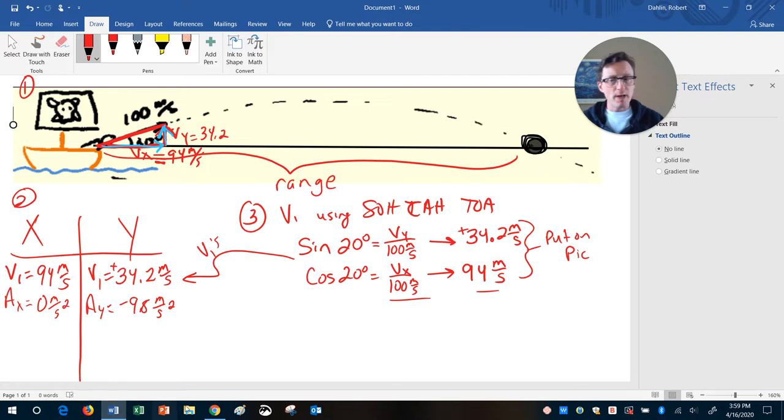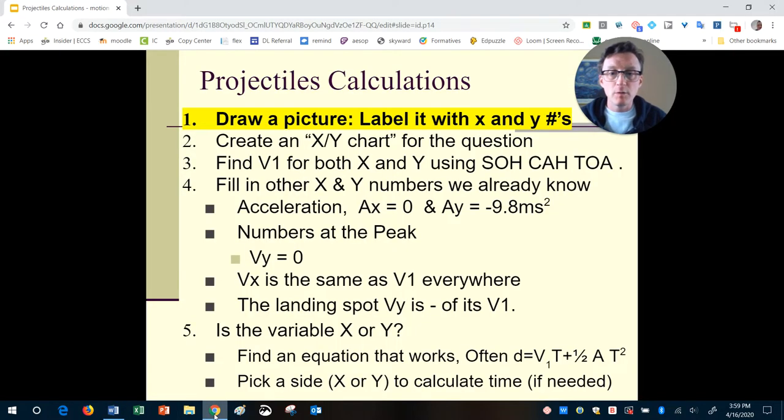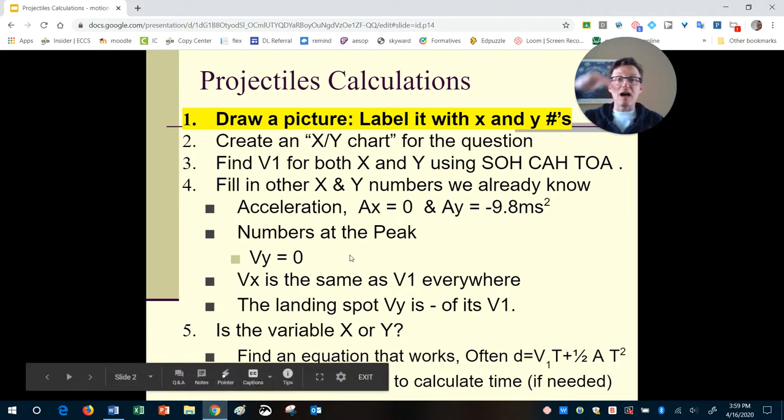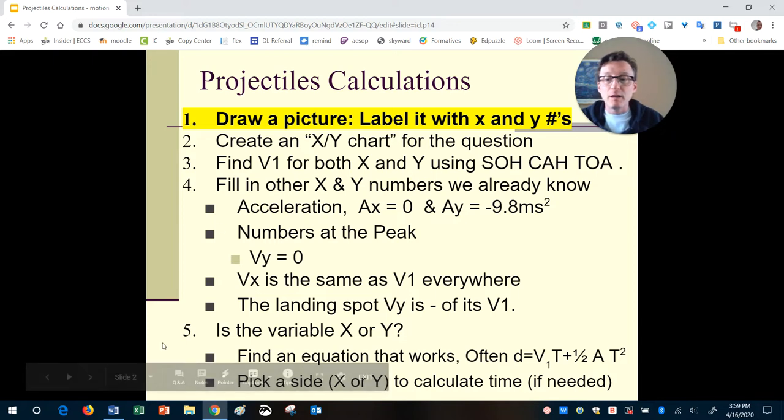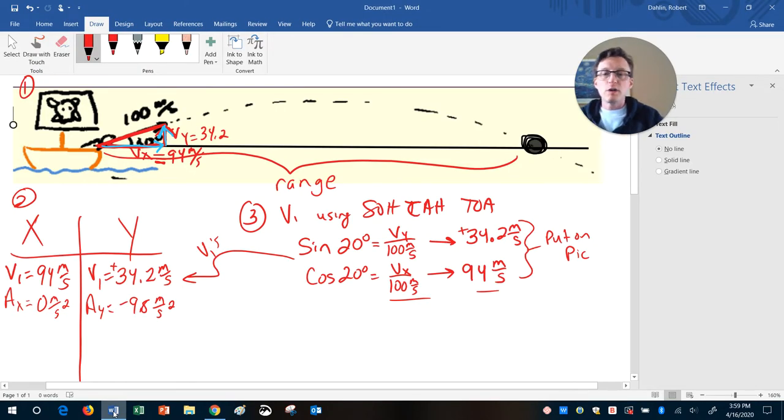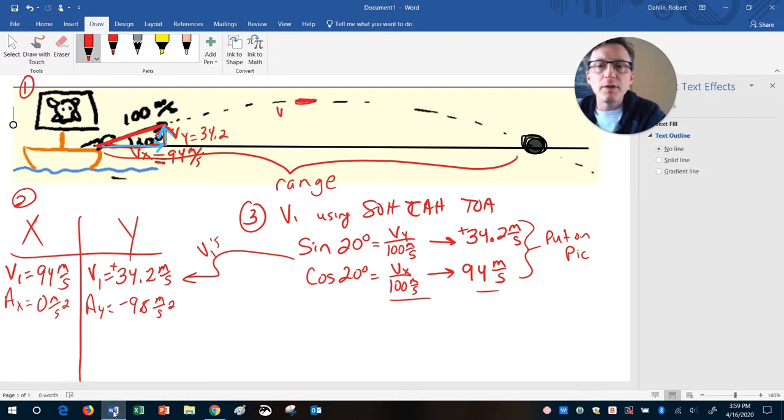Okay, let's go back. What else do we also know? We know numbers at the peak. The peak is the highest part. We know that the VY is zero. And if you go to this next one down here, Vx is the same as V1 everywhere. So let's put those in not only our chart, but also on our picture. So the peak is right here, right? I'm going to put in the Vx.